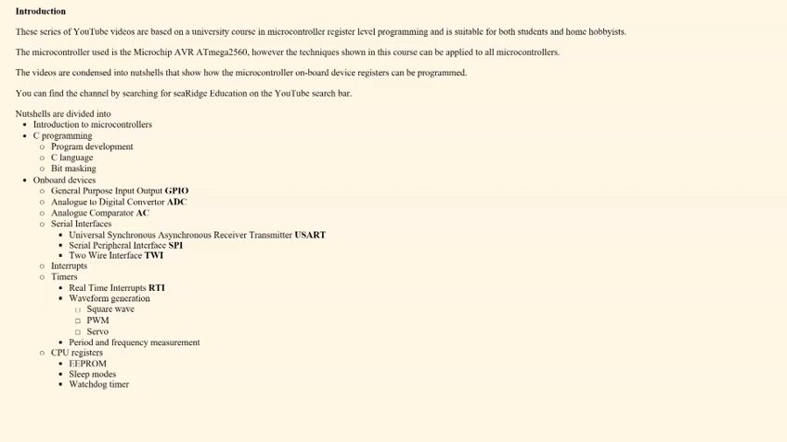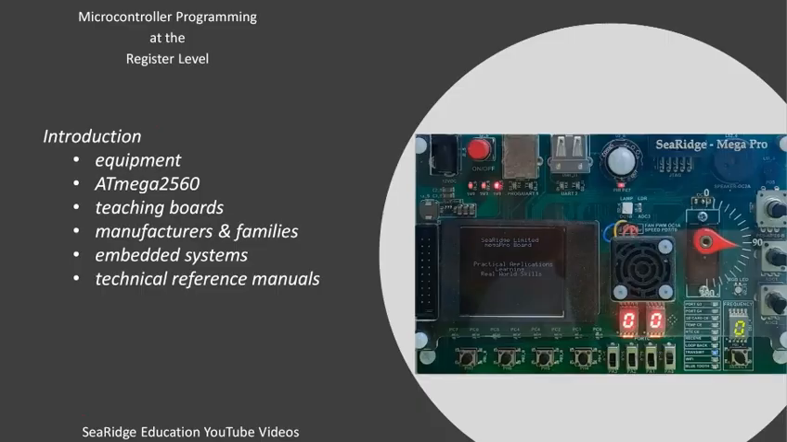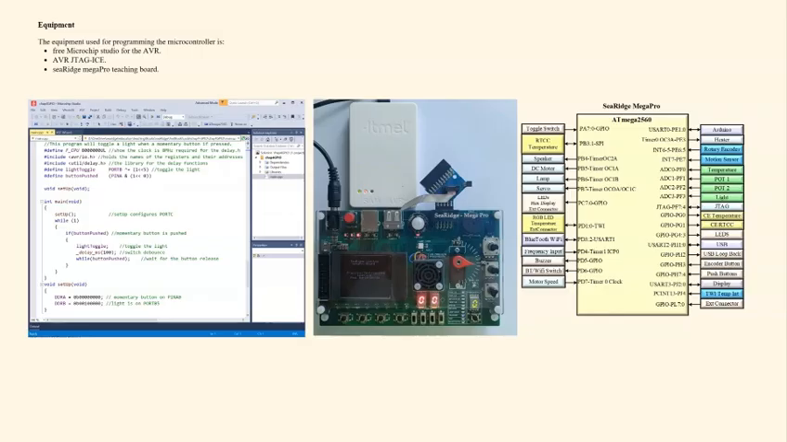The videos are condensed into nutshells, and you can find the channel by searching for C-Ridge Education in the YouTube search bar. The nutshells are divided into explaining what microcontrollers are, C programming, and the onboard device registers and how to program them. The first nutshell is an introduction explaining microcontrollers, the ATmega2560, and the teaching boards that we use on the course. The course is a practical course with real-life examples in programming.